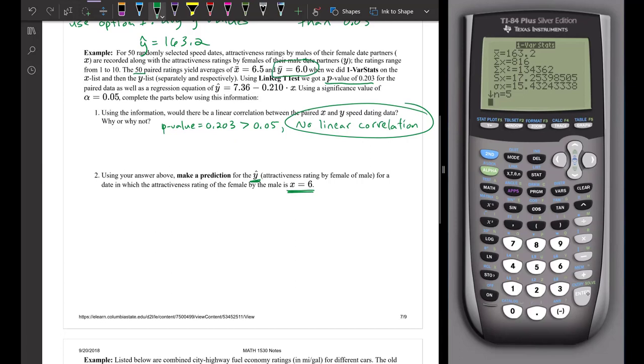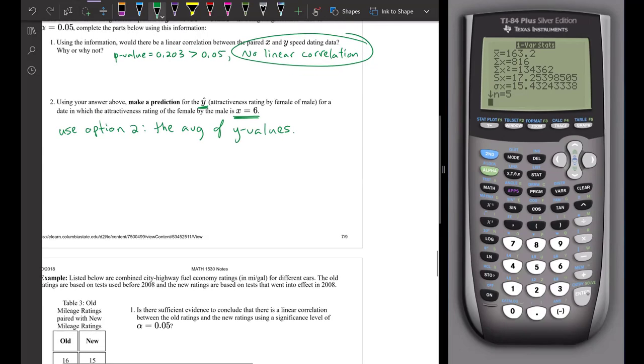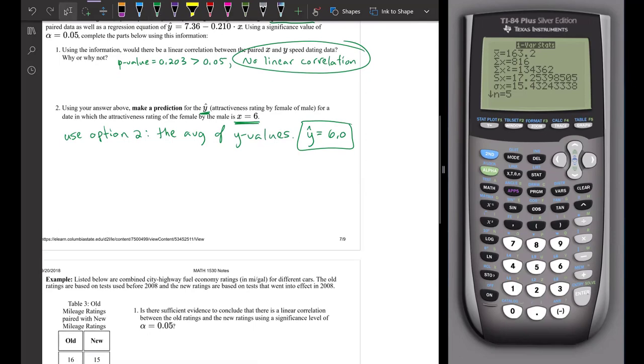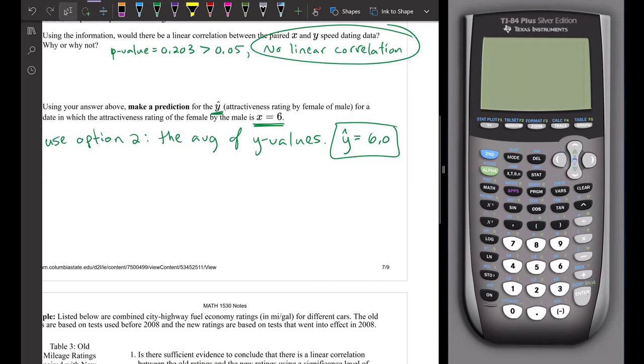Okay, so use option 2, the average of the y values, which we don't have to calculate anything because it's actually in the problem itself. So y bar equals 6.0. Or sorry, we're predicting, so we're going to say y hat equals 6.0, but y bar was the number we used for that prediction, that y hat. Okay, but there you go, option 2.